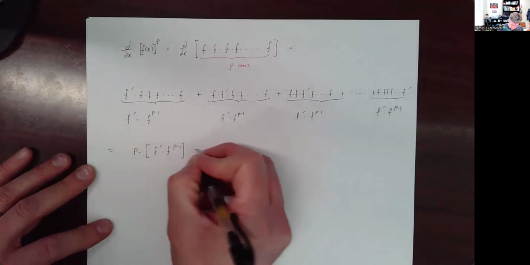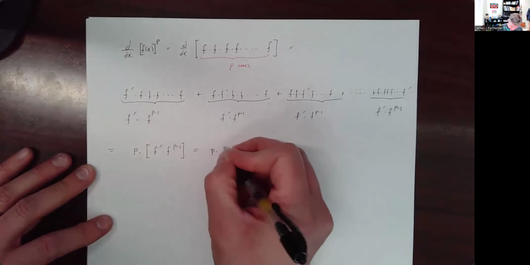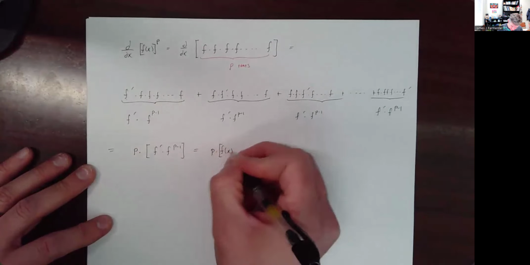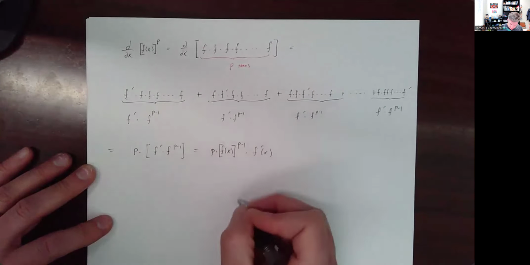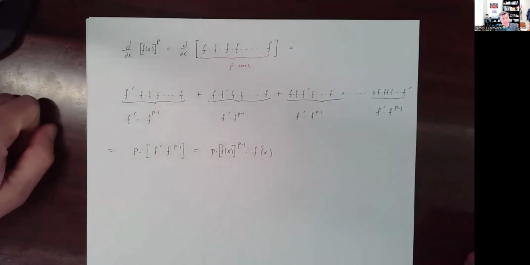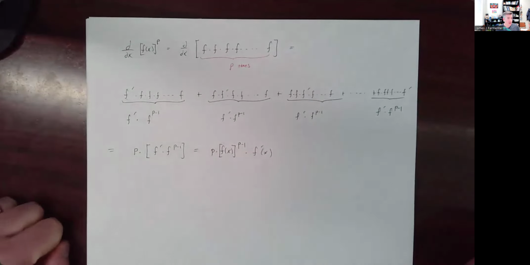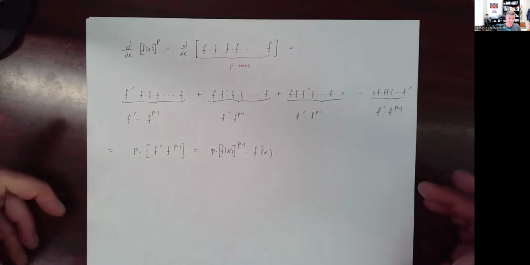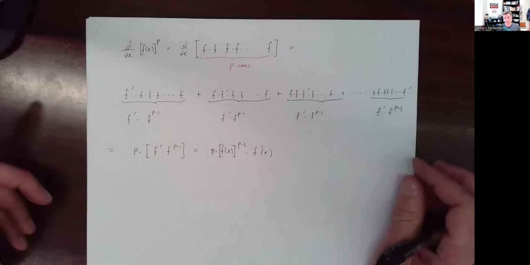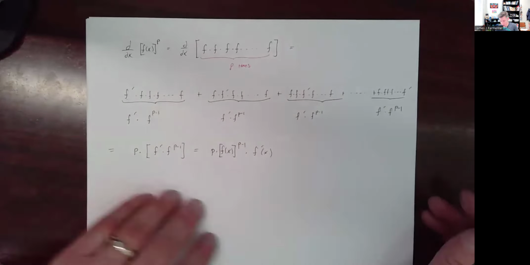And then I would much rather write it as p times f of x to the p minus 1 times x. And that's my chain rule version of the power law. Now, the wonderful thing about the chain rule is that it works for any kind of function, not just something to a power. Let me show you one more example of how the chain rule works, and then we'll just do more examples.